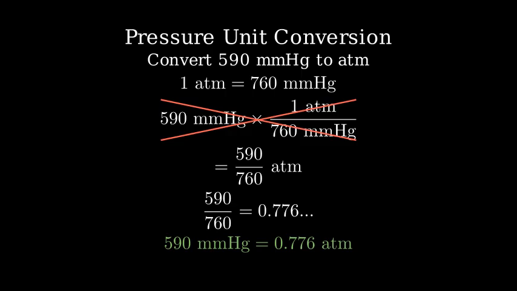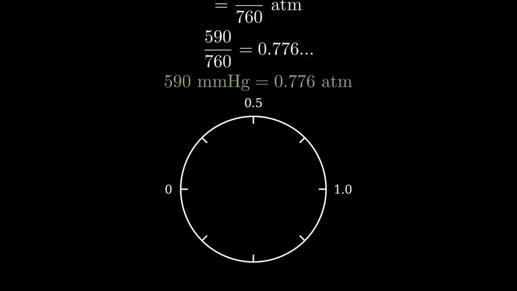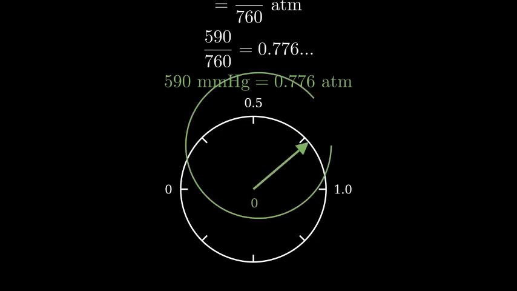To visualize this, let's see how our pressure compares to 1 standard atmosphere. Here's a pressure gauge where the outer ring represents 1 full atmosphere, and this green arc shows our pressure of 0.776 atmospheres, or about 78% of a standard atmosphere.